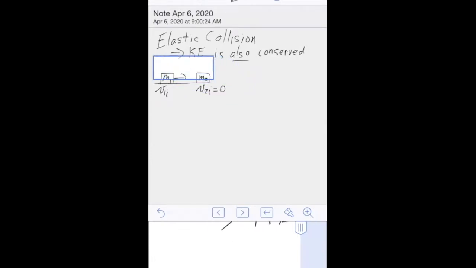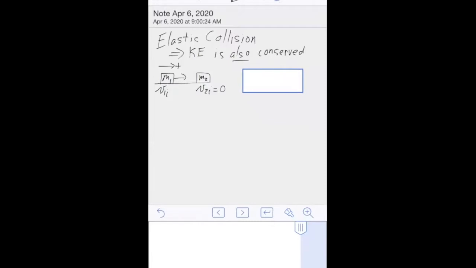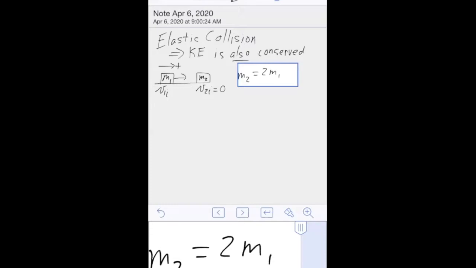And as usual, we want to pick a direction that we're considering to be positive. So I'll say to the right is positive, like we usually do. Okay, so the initial velocity of block 1 is positive, so we know that the overall momentum is positive. So in the end, we should get a positive momentum. Now, we're keeping this a little bit general. I do want to specify here a particular mass for m2. Let's just say that it's twice as massive as m1.